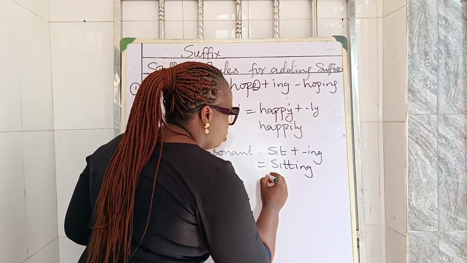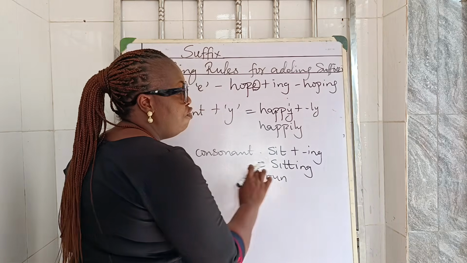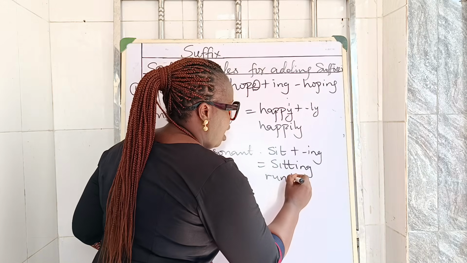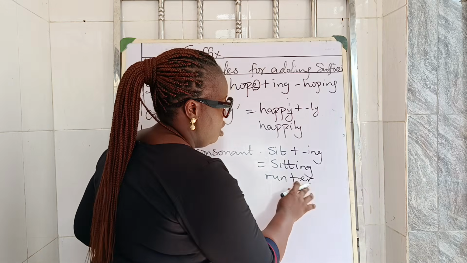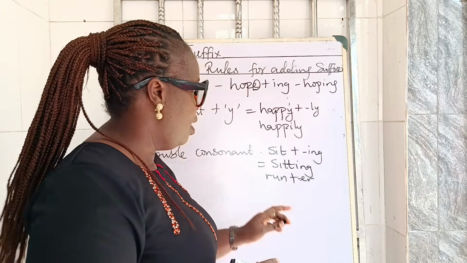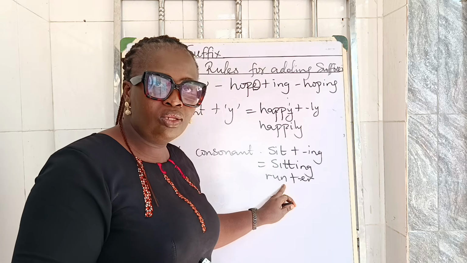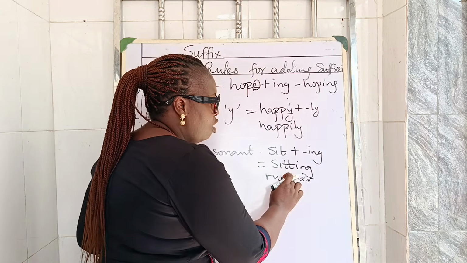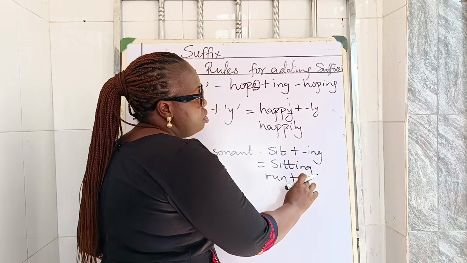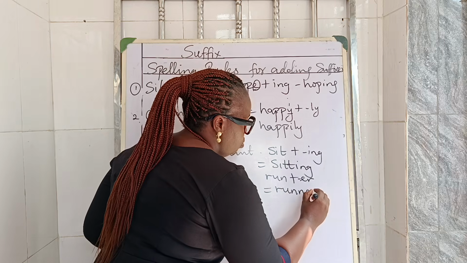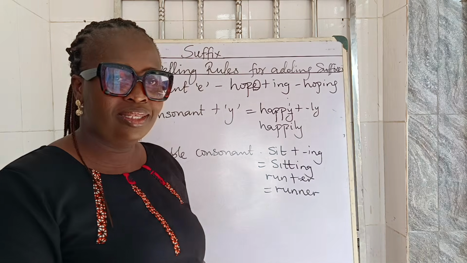So I'm going to have sitting. Another example is run. This is a consonant, and I'm adding ER. I want to add ER to run. Run has just one syllable, and the rule says it ends with a consonant sound, and I'm going to double it before I add my suffix, which is going to be runner, and so on. Hope you're enjoying the class.